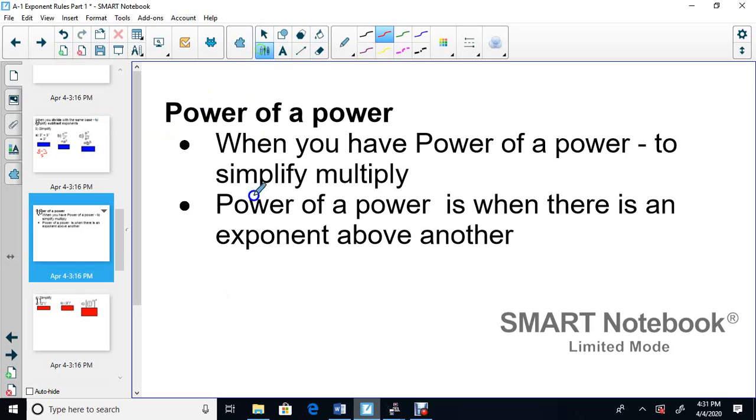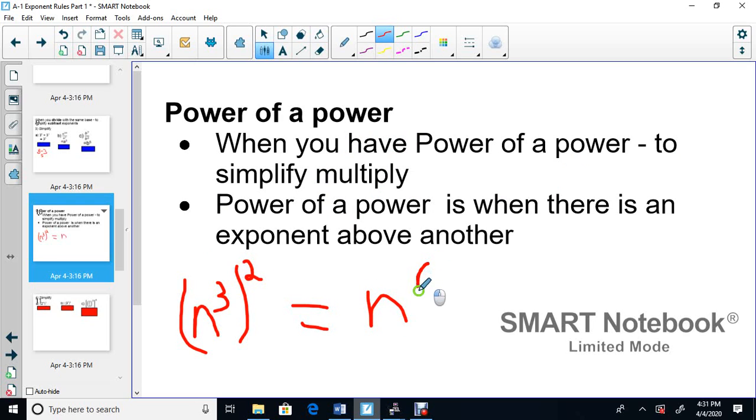So here I'll just use my little marker here. So let's pick the letter N, and it has a power of 3. Now, if there's another power, so if there's a bracket around this, and another power, say 2, this means it's a power of a power. Now, the rule is you multiply the two numbers. So 3 times 2 is 6. So when you have a power of a power, you multiply. So this is what a power of a power is, and you go 3 times 2 is 6.